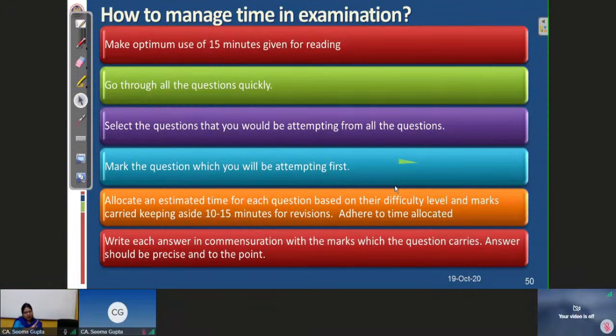It should not happen that 1 hour is wasted on a particular question, or 1.5 hours is wasted on a particular question. Let's not waste time on that question. You have to adhere to the time, no?